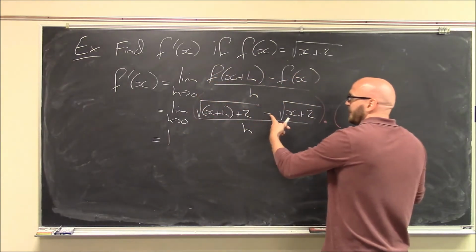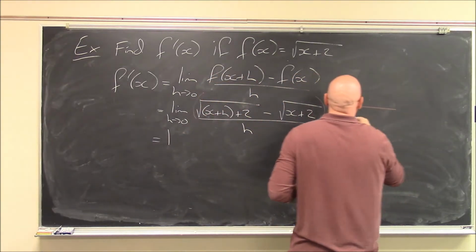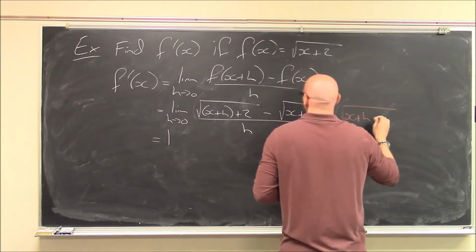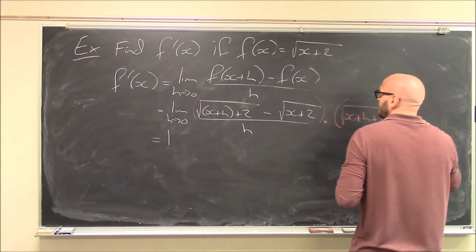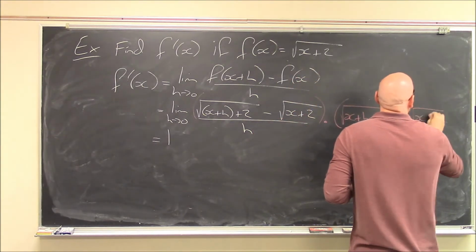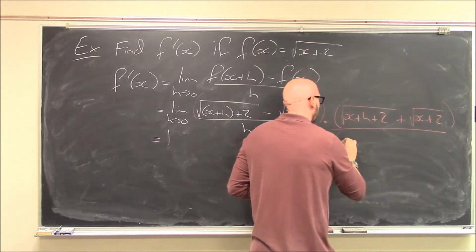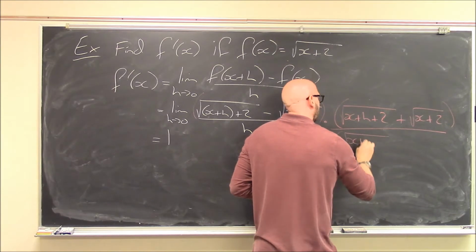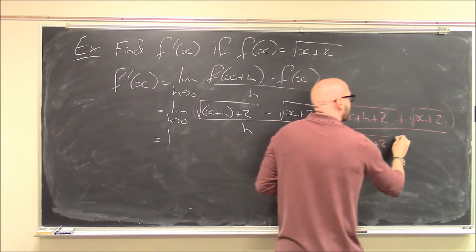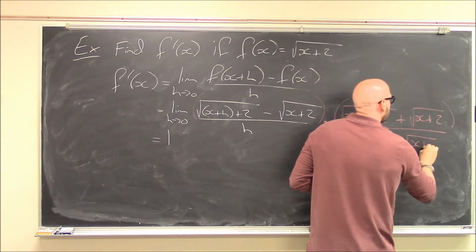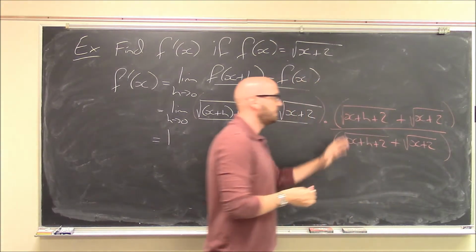is just make this minus a plus, so square root of x plus h plus 2 plus the square root of x plus 2, divided by the same expression. And as long as I multiply and divide by the same thing, I haven't changed the function. It's like multiplying by 1.